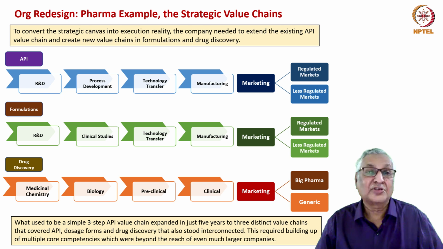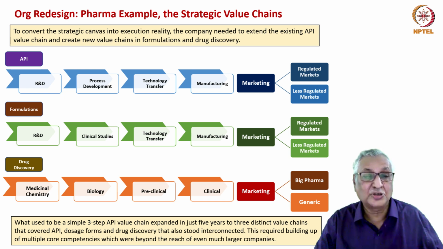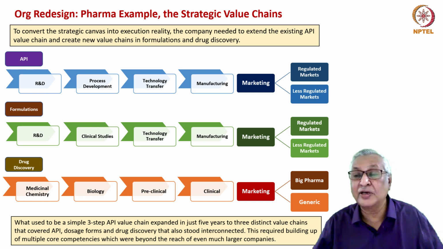To convert the canvas into execution reality, the company needed to extend the existing API value chain and create new value chains in formulations and drug discovery. As you can see here, the three value chains represented the beginning to the end of pharmaceutical development in the respective domains, culminating finally in either regulated markets or semi-regulated markets based on the product market strategy chosen.